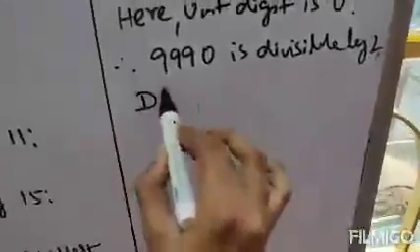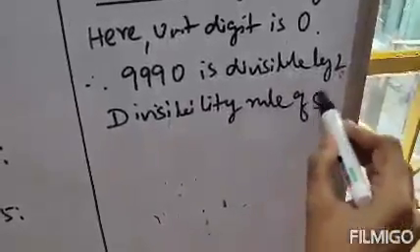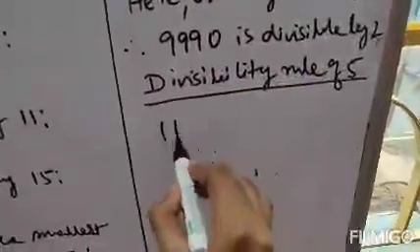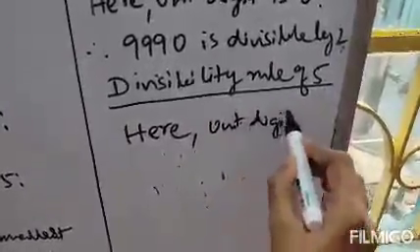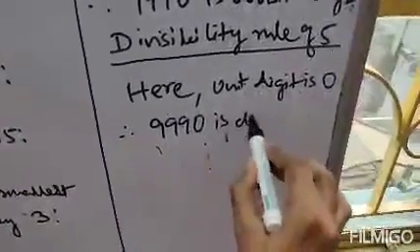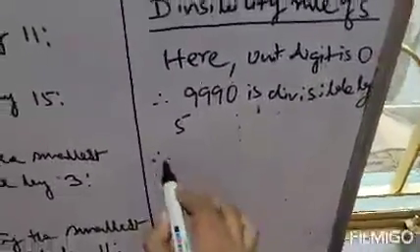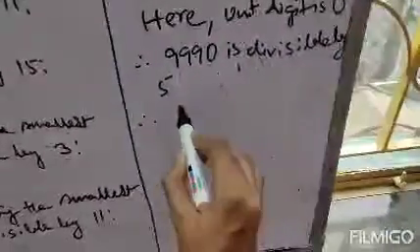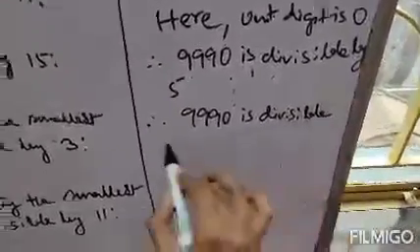Now check the divisibility rule of 5. The divisibility rule of 5 says the unit digit should be 0 or 5. Here also the unit digit is 0. Therefore we can say that it is divisible by 5, and finally we can conclude that as it is divisible by 2 and 5 both, the number is divisible by 10. So in this way we will answer this type of questions.